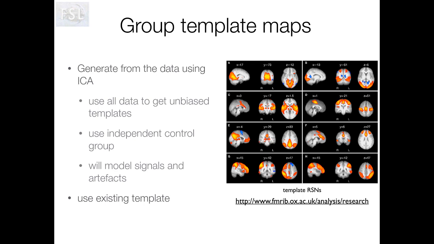In the end, though, there is no one correct method. It really depends on the type of study that you're running and the type of questions that you're interested in asking. The one thing that you need to do is make sure that you don't use a group template which is biased towards or against one of your groups.